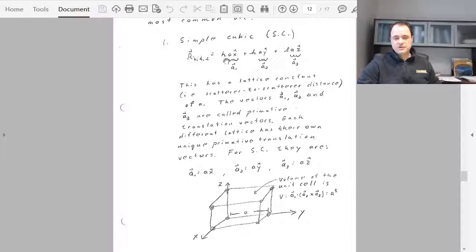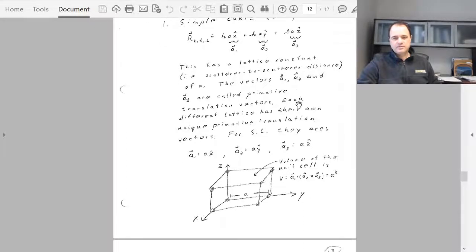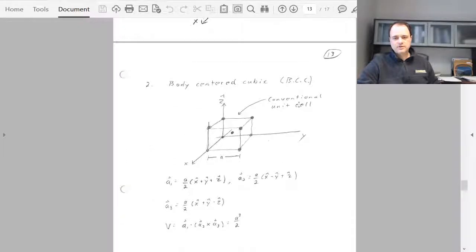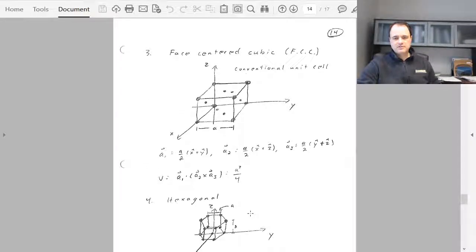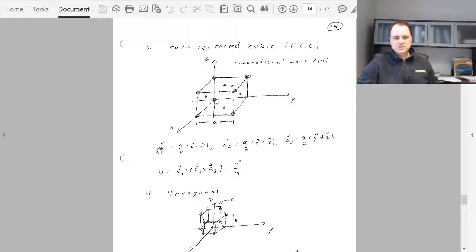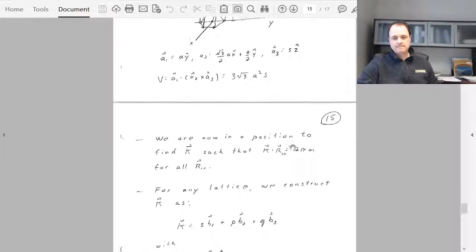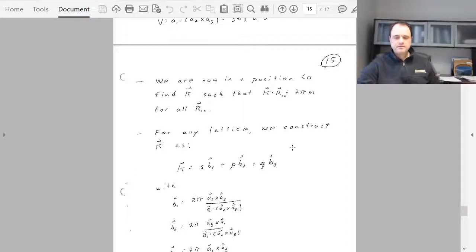We'll have the general R's constructed by the primitive translation vectors that we find for each crystal, times integer values, h a1 plus k a2 plus l a3. Whether we have the simple cubic, the BCC, the FCC, or the hexagonal, the R's are always h a1 plus k a2 plus l a3.